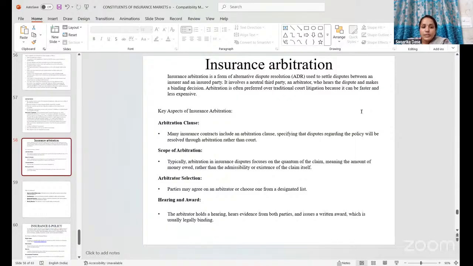Now, let us see the key aspects of the insurance arbitration clause. Many insurance contracts include an arbitration clause specifying that disputes regarding the policy will be resolved through arbitration rather than the court. If the policy holder intends to go with the arbitration process, that must be included in the policy document. It must be specified in the policy document that without going to the court, if any complaint or dispute arises, they will go through the arbitration process. So this particular clause must be mentioned in the policy document. Only then can they go with the arbitration process.